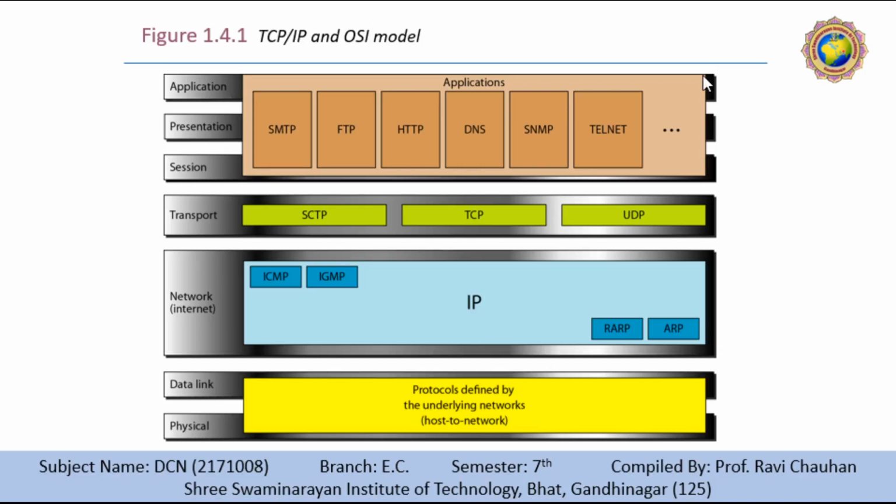So different protocols are there. We are going to see each and every protocol in detail in our next sessions or succeeding chapters. So don't worry about the different terms: SMTP, FTP, HTTP, DNS, Telnet, UDP, TCP, RARP, ARP. Fine. So this figure is the comparison of the OSI and TCP/IP layer architecture.